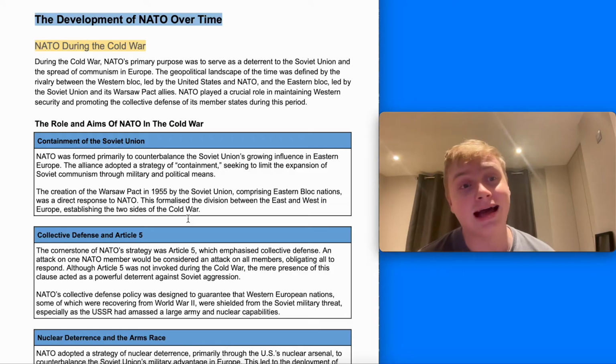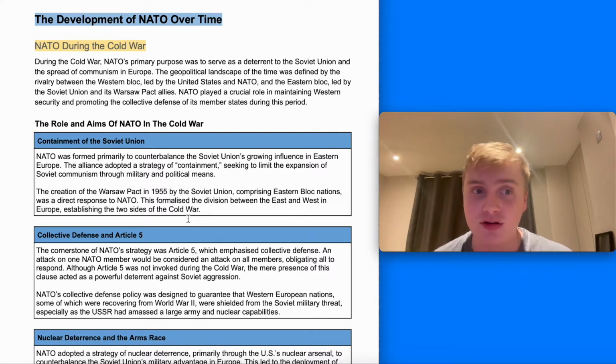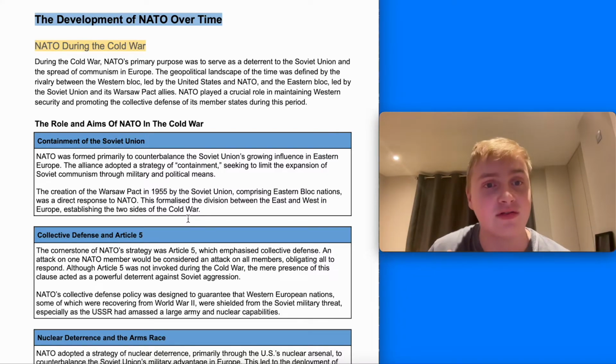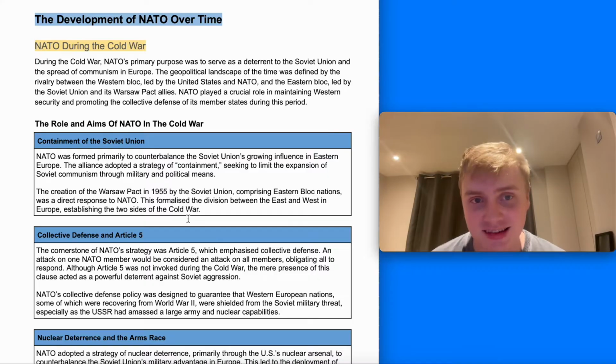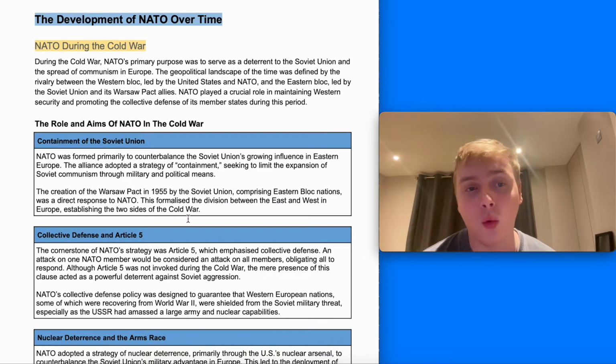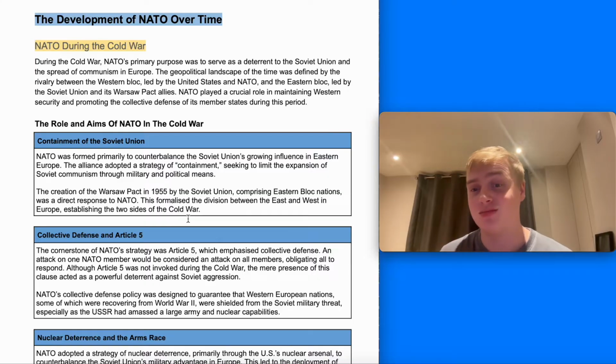Okay, so we're going to have a look now at the development of NATO over time, and of course we need to start at NATO during the Cold War. So its primary purpose during the Cold War, it's why it was founded, was to serve as a deterrent to the Soviet Union and the spread of communism in Europe. The geopolitical landscape of the time was defined by a rivalry between the Western Bloc, led by the United States and NATO, and the Eastern Bloc, led by the Soviet Union and its Warsaw Pact allies, which is effectively the Soviet Union's corollary of NATO.